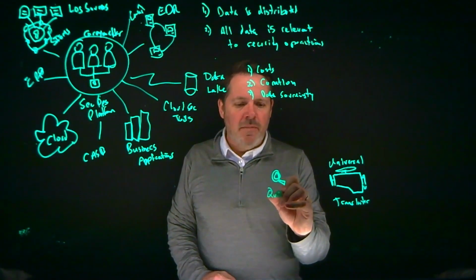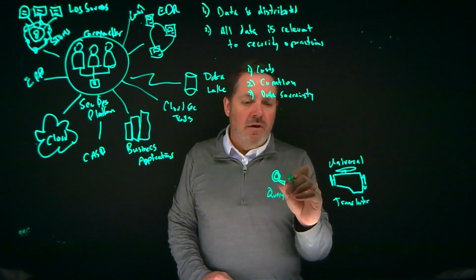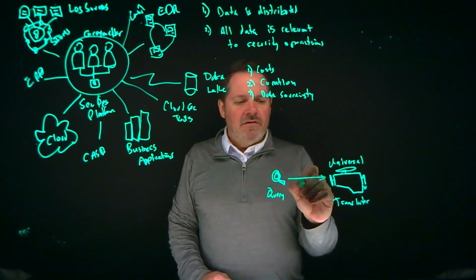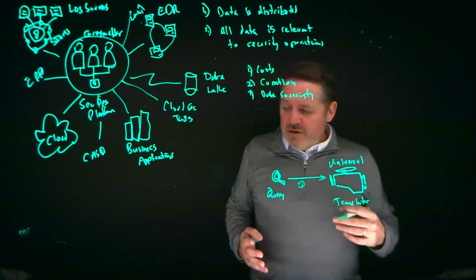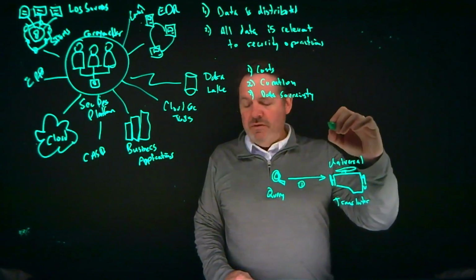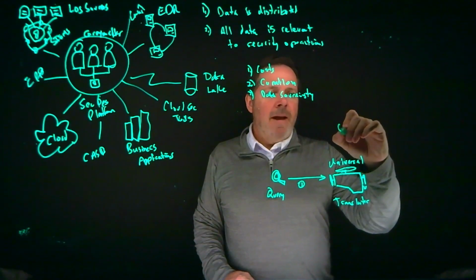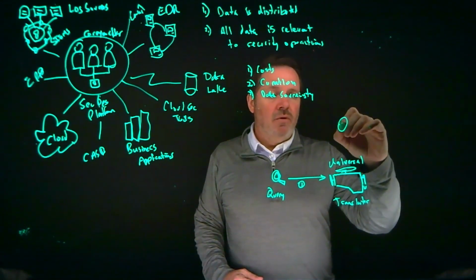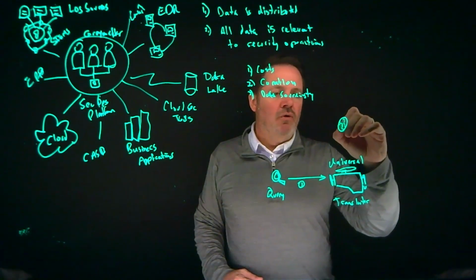So that's my first step: this query gets built and it gets sent to this universal translator. That's step 1. The universal translator takes that query, and across all of these tools, we've mapped them into a common language, if you will, a common query language. So I always kind of build a globe there.